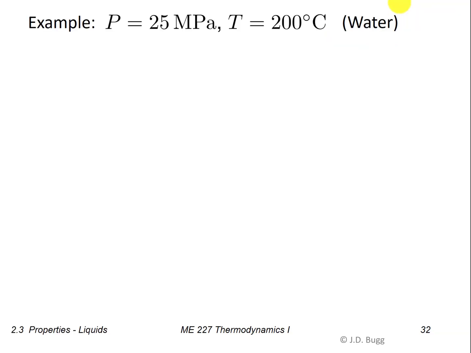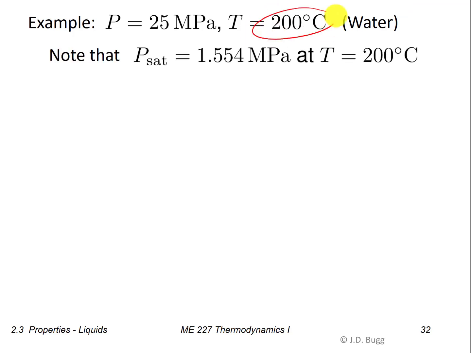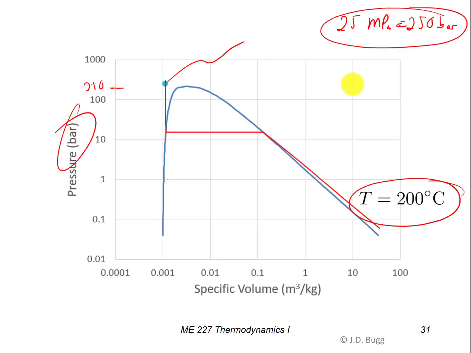So first of all, we want to show how we can tell that this is a liquid to begin with. So if we go to this temperature, 200 degrees C, and look up the saturation pressure, we find it's only 1.554 megapascals, which is 15.54 bar. Well, if we go back to our PV diagram, that corresponds to this. So this pressure right here, at 200 degrees C, the saturation pressure is 15 bar. So we're at a higher pressure than that. In other words, we're somewhere along this line, so that's how we tell we have a compressed liquid.